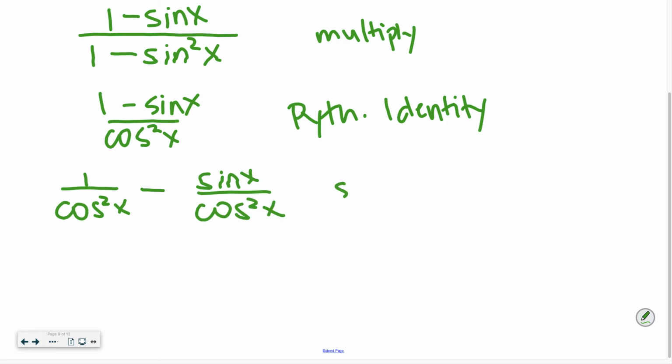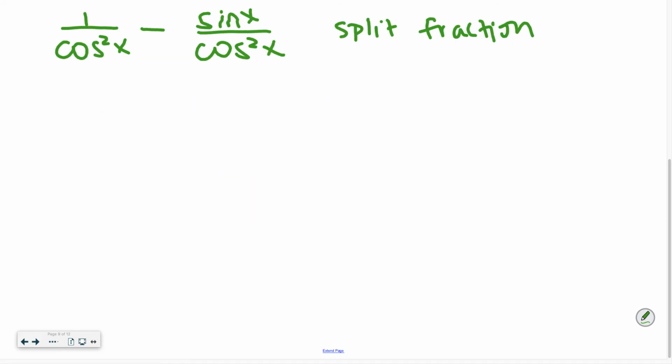Okay. That is mathematically legal, right? Okay. Well, what did we say 1 over cosine of x was? The same as secant. So this is just secant squared.